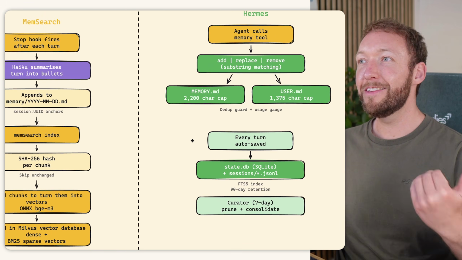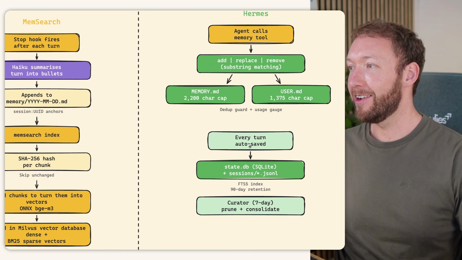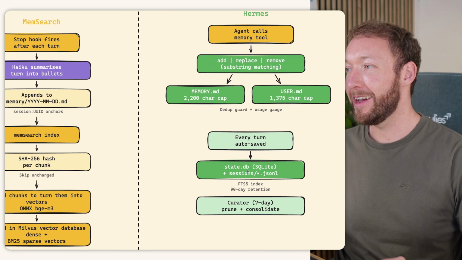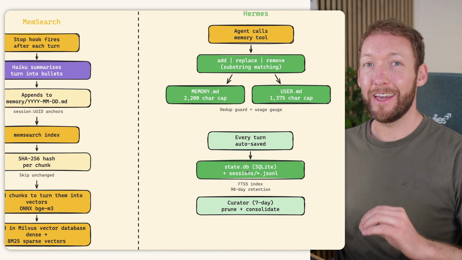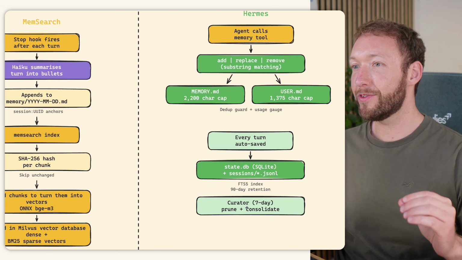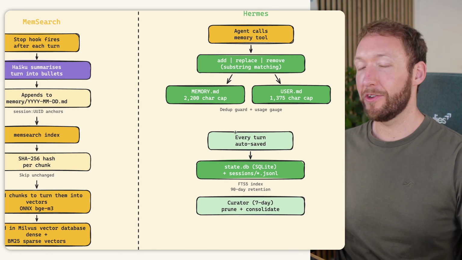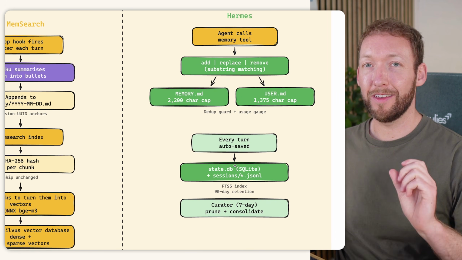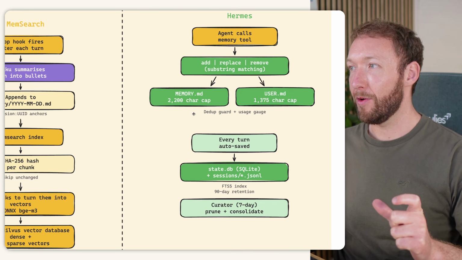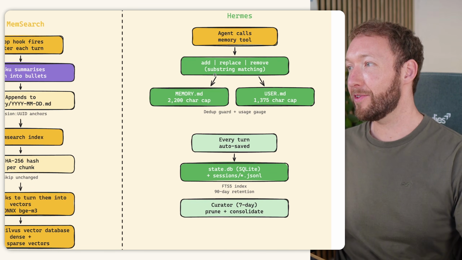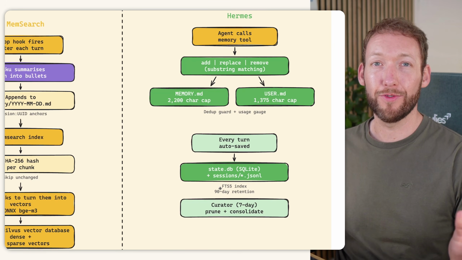But in some ways, it is very similar to MemSearch, because every turn, it also auto-saves the complete raw transcript to a database in the background. And it uses a curator. Every 7 days, it goes through and prunes and consolidates all of the information that we've just talked about. The curator's job is to keep everything clean. What it does is remove the raw transcripts from that information. So whilst MemSearch stores exact raw transcripts, Hermes actually consolidates and prunes that information.